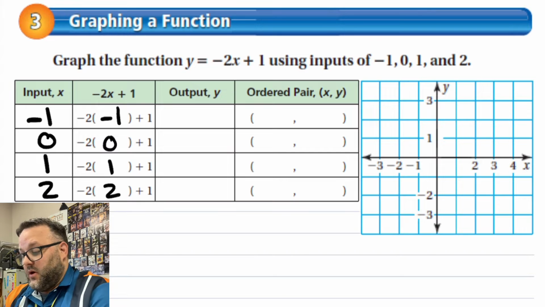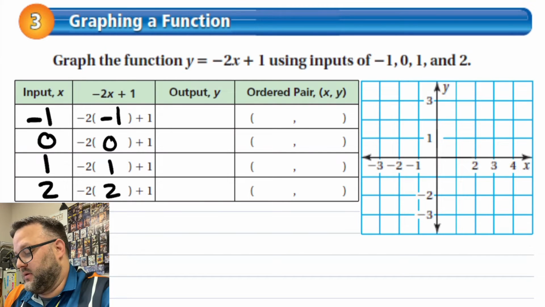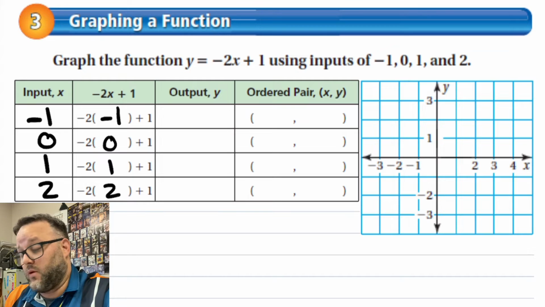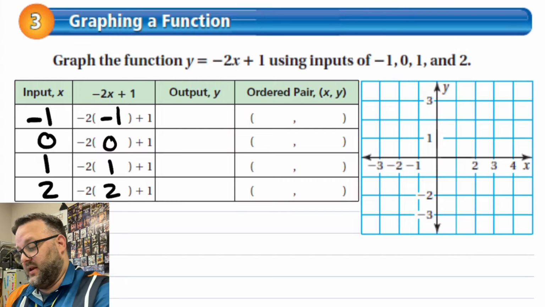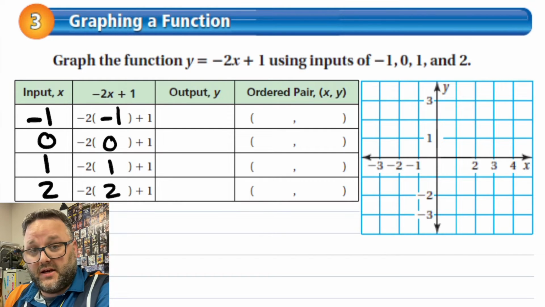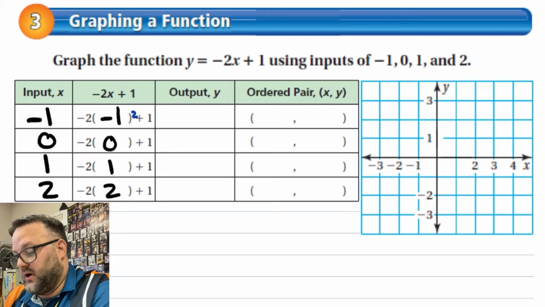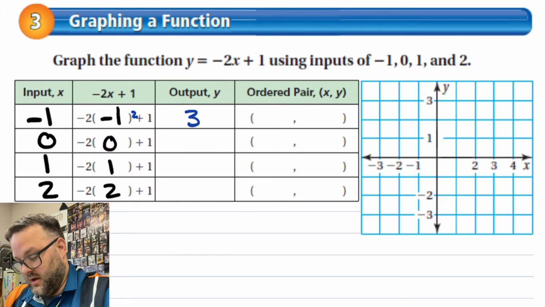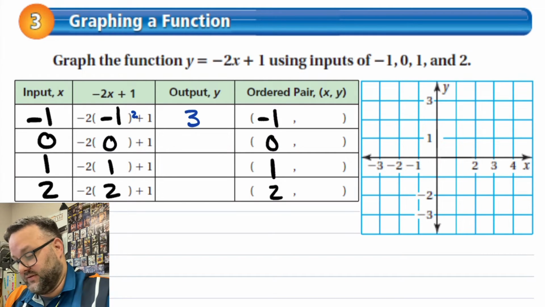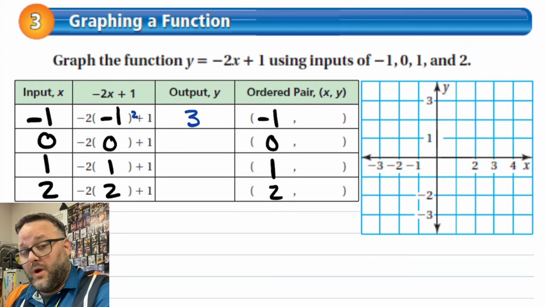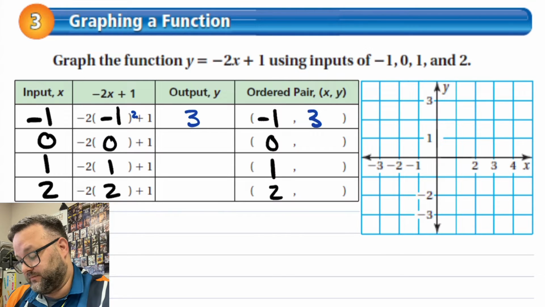We get input of x for the equation or function, in this case, negative 2x plus 1, which will give us an output. Well, if I plug that negative 1 in wherever there is an x, then that means I have negative 2 times negative 1, which is a positive 2. Positive 2 plus 1 is 3. So what that means is I have an ordered pair, and I'm just going to fill in those x values because I'm given those. But when x was negative 1, y was a positive 3.